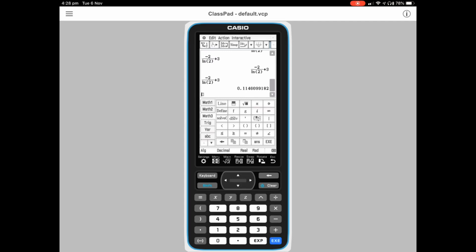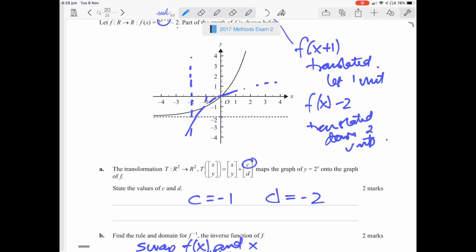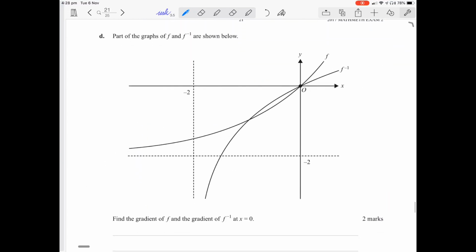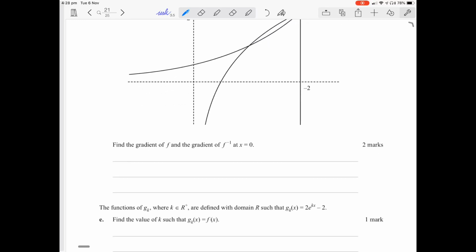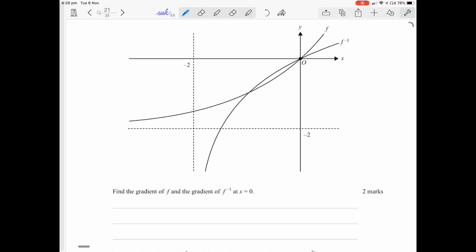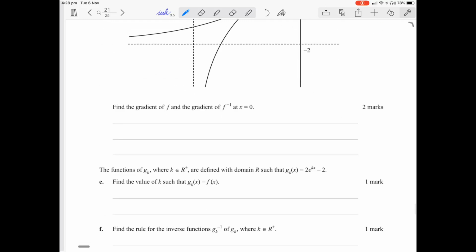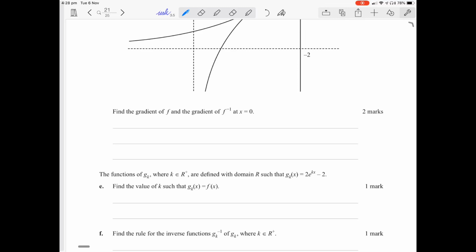Just change it to decimal. Okay, so it's positive, but it's really small. And that makes sense. Okay, parts of the graph are shown. So that's the area that we just found in there. The gradient of f and the gradient of f inverse of x at 0. So we want to find the gradient of this thing here. Find the gradient of f and the gradient of f inverse of x.